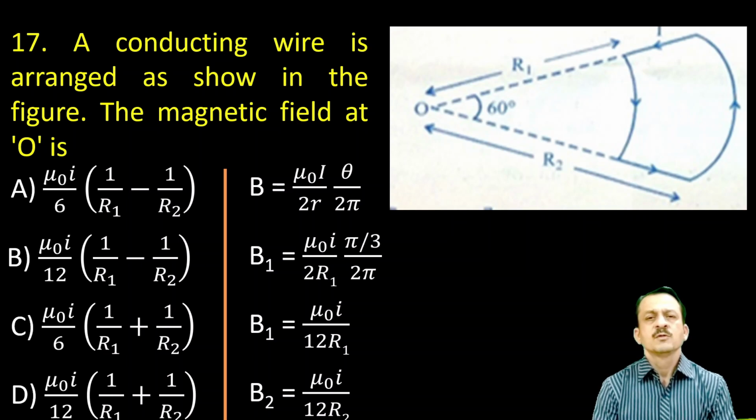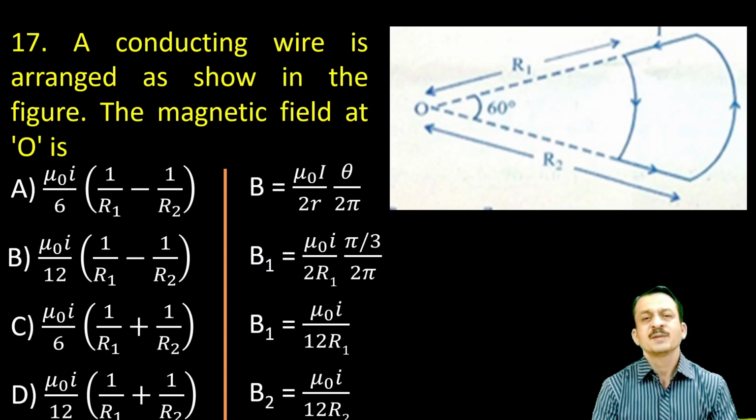Now, for the arc of radius R1, the current is in the clockwise direction. Therefore, magnetic field is into the plane of the figure, so B1 is into the plane. And current in the second arc, that is of radius R2, is in the anti-clockwise direction, so the magnetic field is coming out. For the arc of radius R1, current is clockwise, therefore magnetic field is into. For the arc of radius R2, current is anti-clockwise, the magnetic field is coming out.